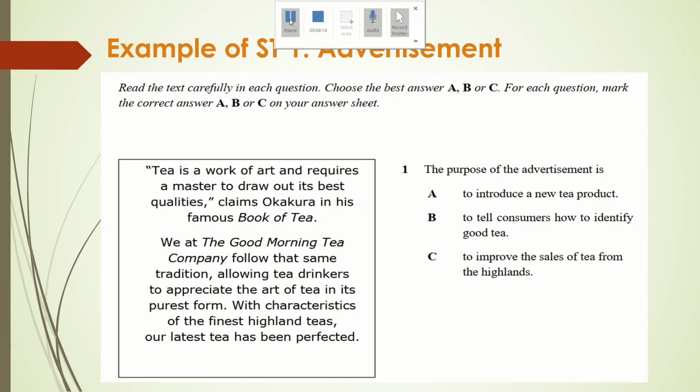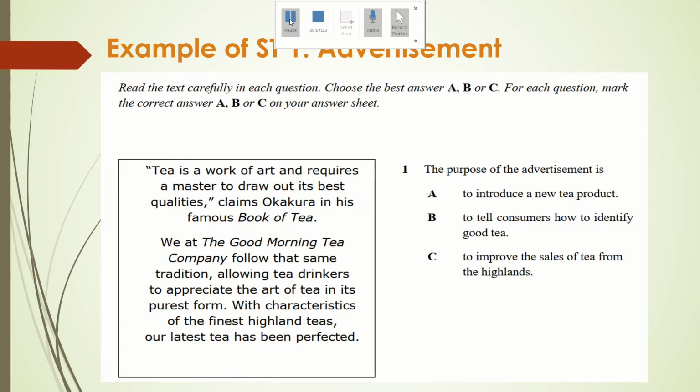Okay, so the question: the purpose of the advertisement is A, to introduce a new tea product, B, to tell consumers how to identify good tea, and C, to improve the sales of tea from the highlands. Okay, alright, so then only we will read the advertisement.